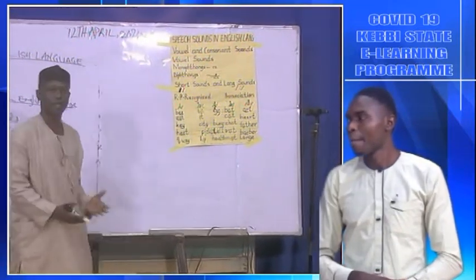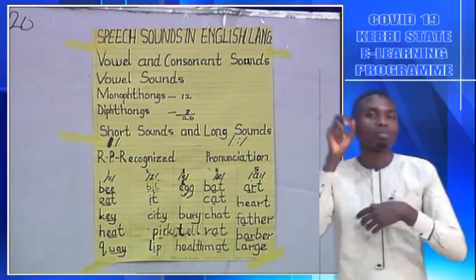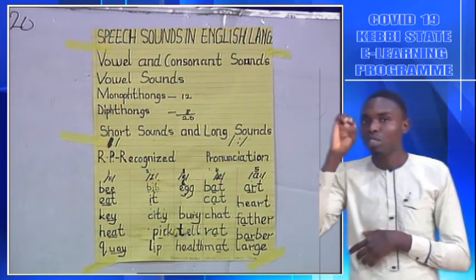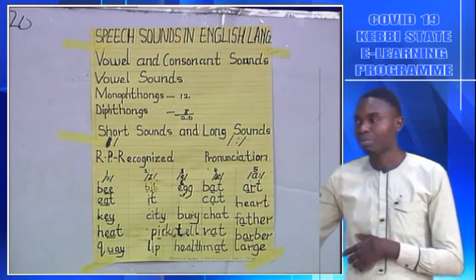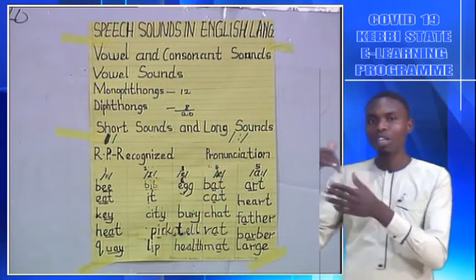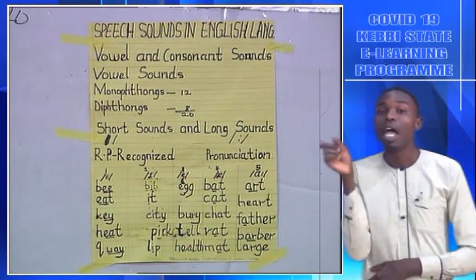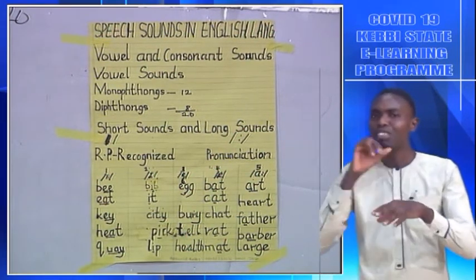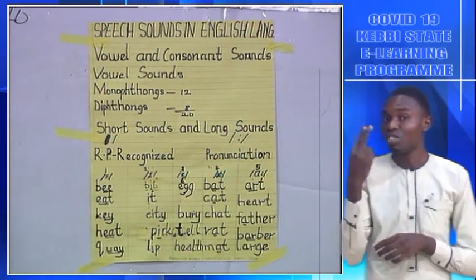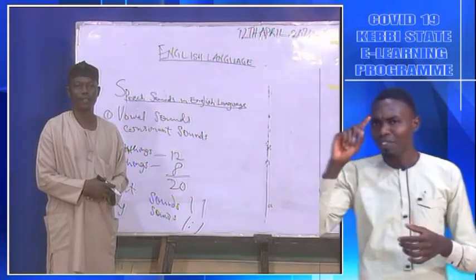In English language we have 20 vowel sounds, and the speakers of English language gave them their number from vowel number 1 to 20. That's why we call it RP, the recognized pronunciation, so that if anybody speaks English language correctly, anywhere English is being spoken will be understood. For this lesson, we are considering the first 5 RPs, that is the first 5 vowel sounds in English language.